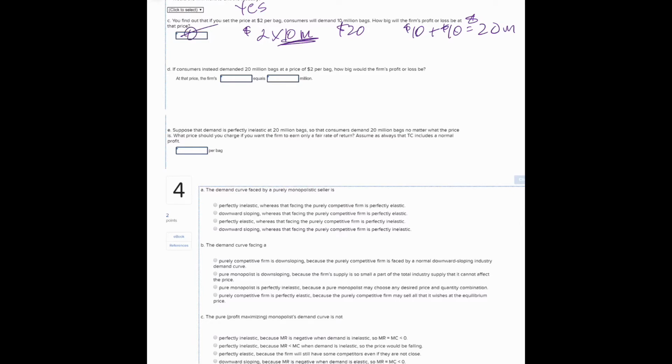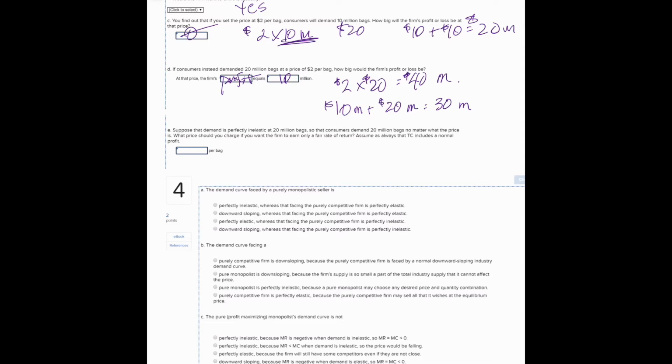If consumers instead demanded 20 million bags at a price of $2 per bag, what would the profit or loss be? We can do the same calculation. We can say $2 times 20 million is going to give us 40 million in revenue. Then our costs are going to be 10 million, those fixed costs, plus the $20 million of variable cost, $1 per bag to produce. So that's going to be 30 million in costs. So subtract the two and we're going to get a profit. What's left over is 10 million.